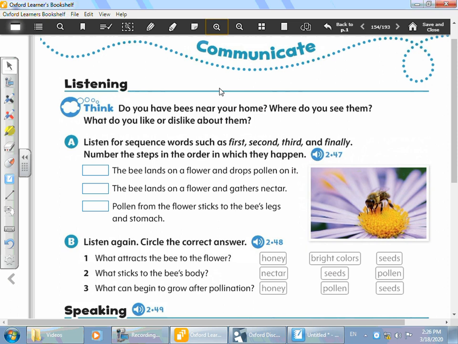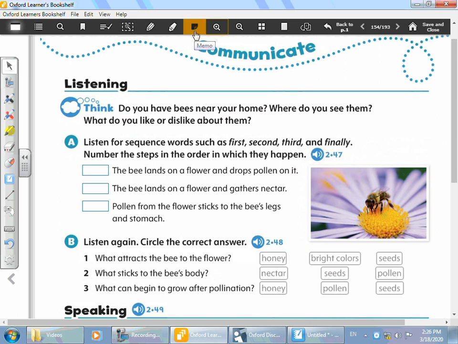Okay, today we're going to continue Unit 15. Today we're going to do the listening part. Okay, so I want you to get out the student's book and open it to page number 154. Perfect. Now, here it says think.